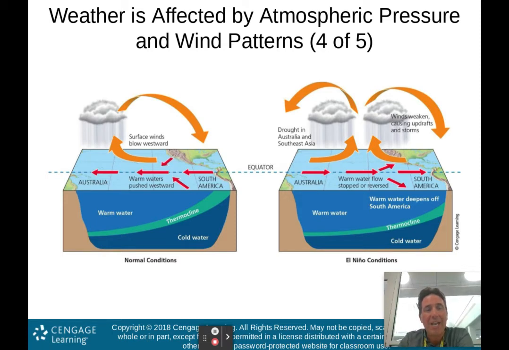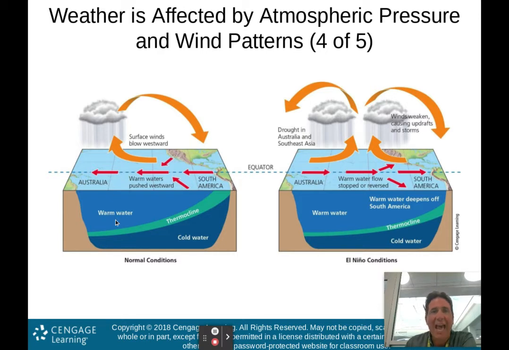So in normal times, okay, what we have here, this is the Pacific Ocean, okay? Here is South America and here is Australia. So in normal times, what we have is lower pressure that is more towards Australia. That causes the surface winds to blow westward, okay? So from South America, the winds blow towards Australia. Okay, this causes rain in Australia, and it causes warmer water to be pushed westward.